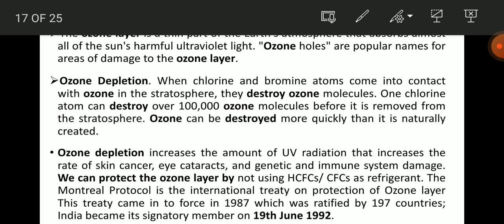The ozone depletion increases the amount of UV radiation that increases the rate of skin cancer, eye cataracts, and genetic and immune system damage. We can protect the ozone layer by not using HCFCs, CFCs as refrigerant. The Montreal Protocol is the international treaty on protection of the ozone layer, and this treaty came into force in 1987, which was ratified by 197 countries, and India became its signatory member on 19th June 1992.